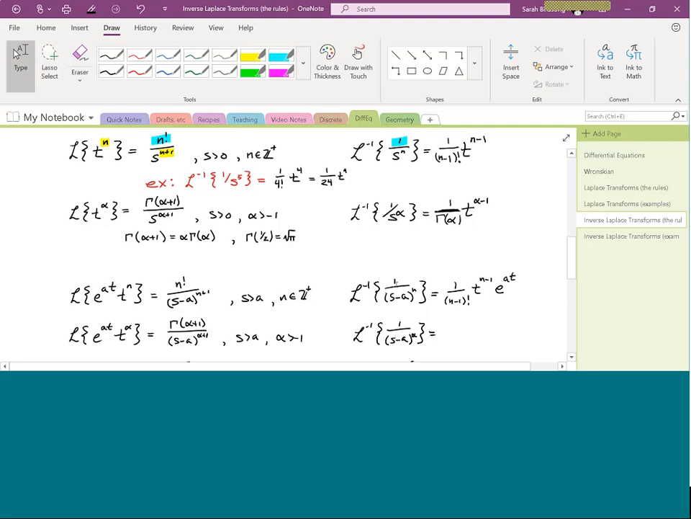So this shifting, this s minus a where an s should have been, that means you multiplied what you normally would have gotten simply by an e to the at, where a is whatever that shifting factor is. And that's it. So any guesses what we would do down here if we apply that exact same thought process?